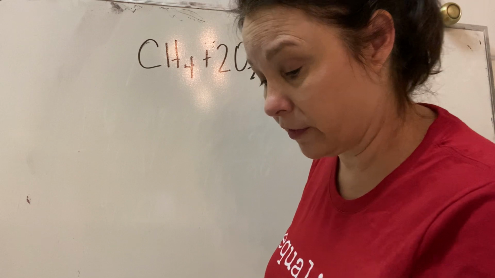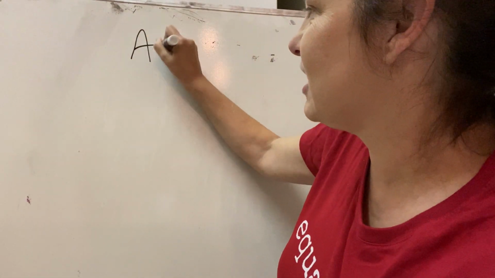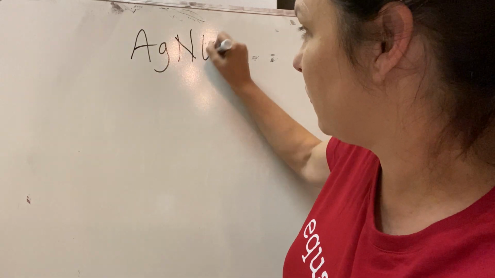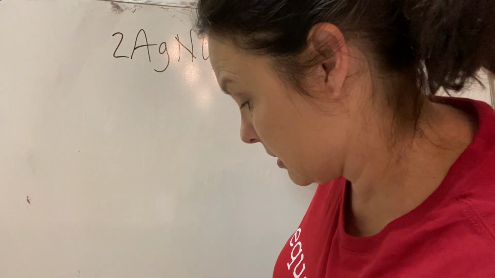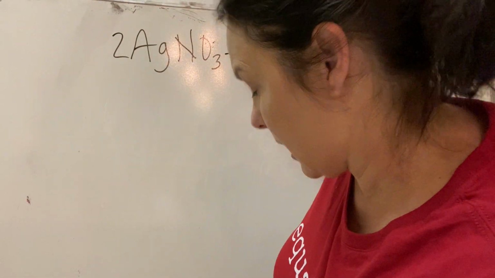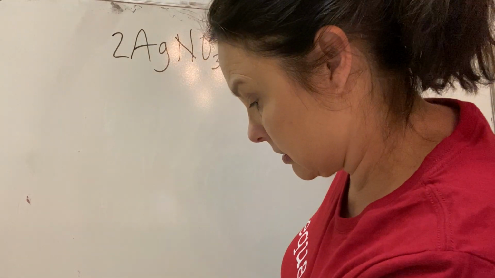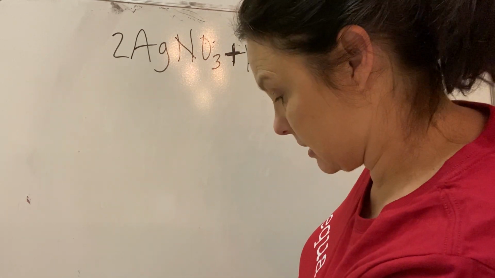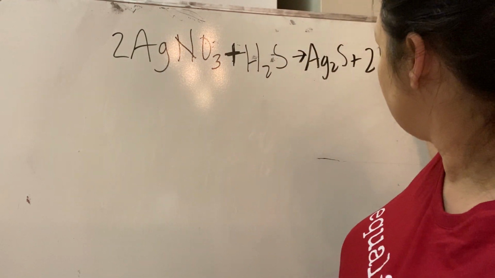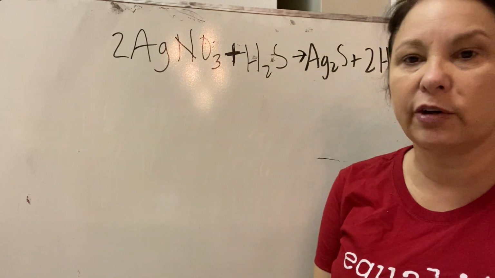So that is actually not the first one. Let me back up a minute. Sorry, my bad, I skipped one. The one we're doing right now is 2 AgNO3 plus H2S yields Ag2S plus 2HNO3. Okay, so this is our reaction.